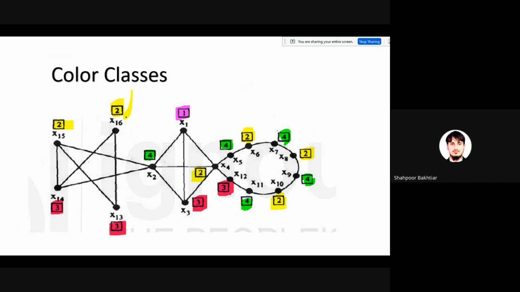There are different color classes and different sets of vertices. For example, if you say the yellow color class, all the yellow vertices like X16, X15, X4, X6, X8, and X10 are yellow color. And see, no two adjacent vertices have the same color. Like X2 is green color, X1 is purple.